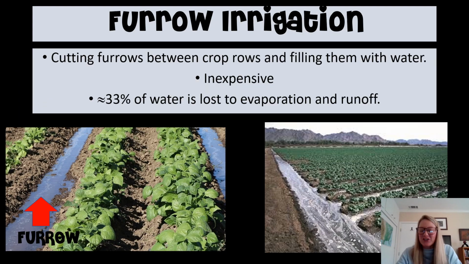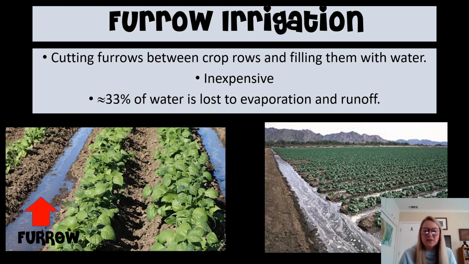The first type of irrigation is called furrow irrigation. In this technique, what farmers do is they cut big pieces of land that are called furrows. So they dig these channels in between their crop rows, and then they fill those furrows with water. This is a relatively inexpensive technique because all you have to do is dig channels next to your crops and flood them with water. However, this isn't so efficient. About 33% of the water that's put in those furrows pretty much sits, and it's subjected to evaporation and runoff.